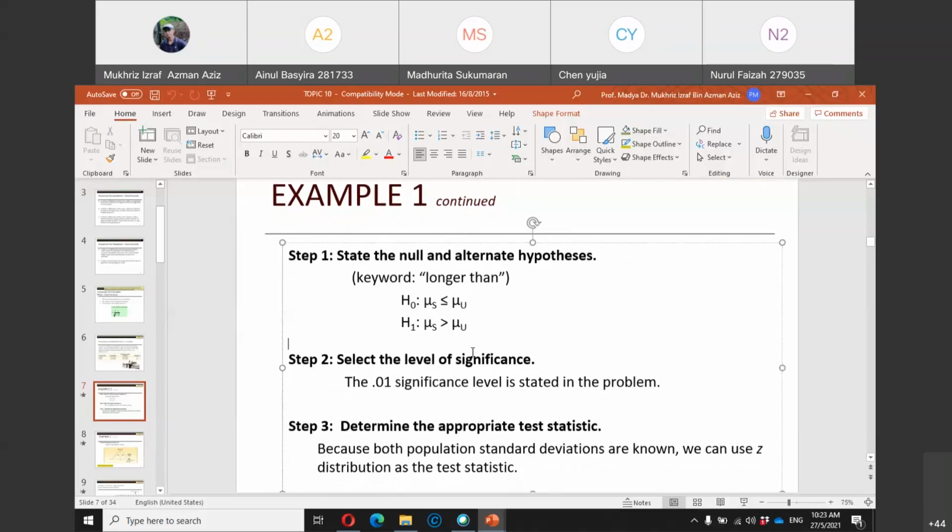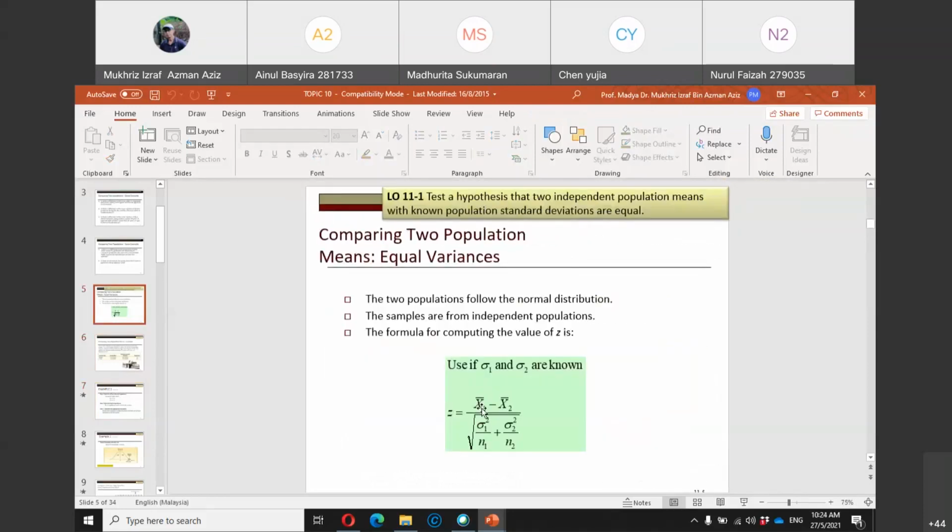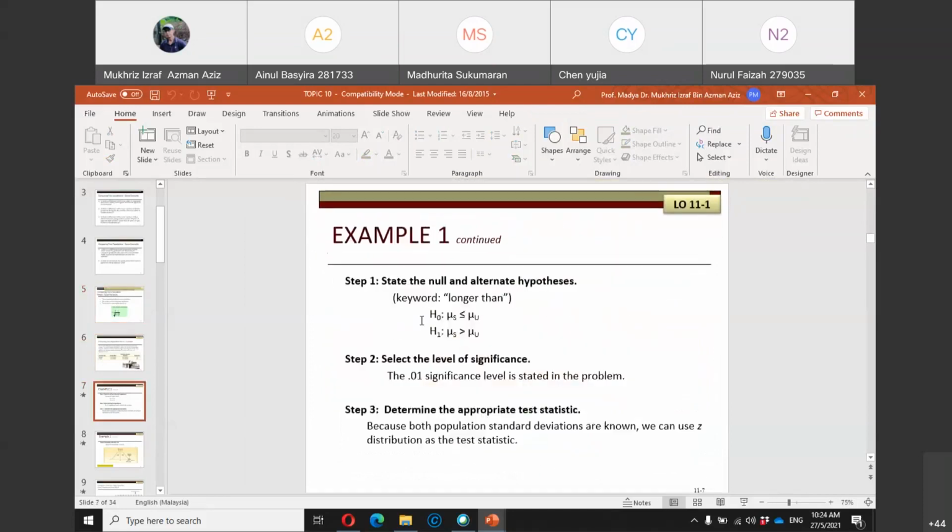If you look at the formula from the previous slide, whatever appears first in your H1 or even your H0, the order of appearance in your null hypothesis and alternate hypothesis, will be the value x bar 1, and this one should be x bar 2. That's how you decide which one to deduct first: x bar 1 minus x bar 2. So in this case, x bar 1 will be the mean value of the standard scan method, and x bar 2 will be the mean from the use scan method.